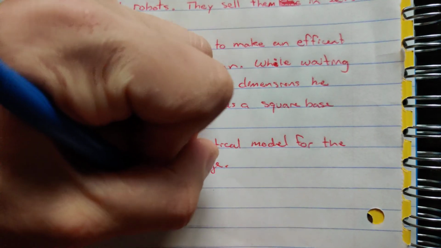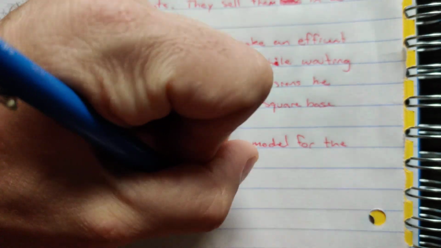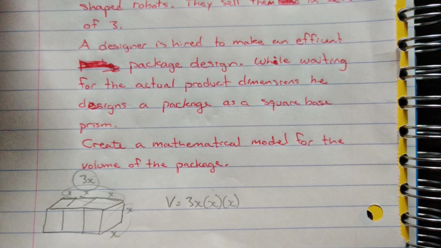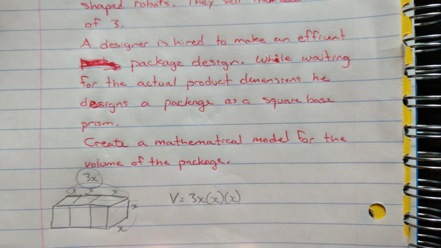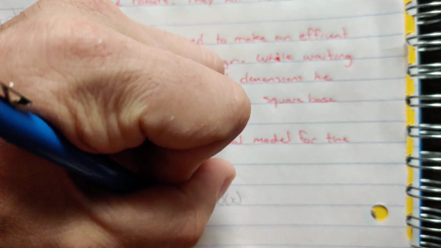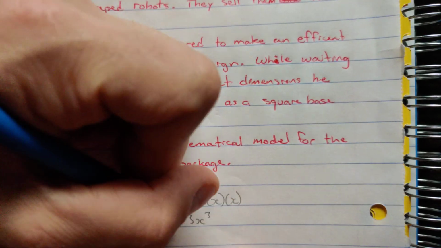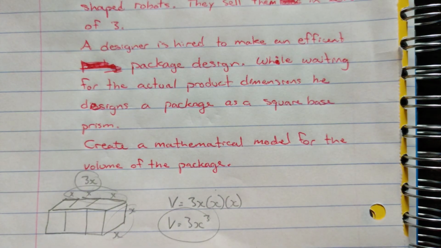So the volume is 3x times x times x. And knowing what we know about exponents, when we multiply x by itself 3 times, what we're going to get is x to the power of 3. And there is our volume model. So he can use that as the volume model for this packaging. And then once he gets the actual dimensions, he can set the x value to whatever it needs to be in this case.